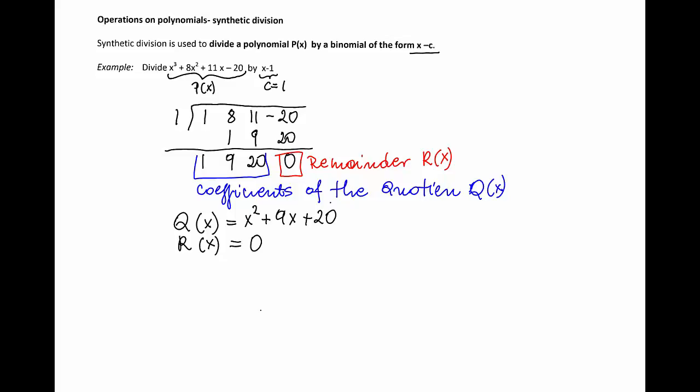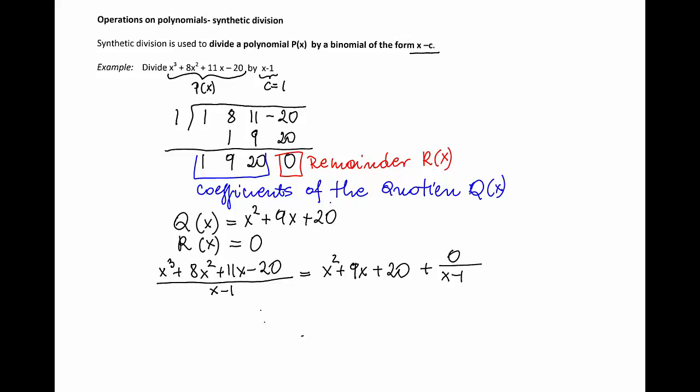quotient notation that includes dividend, divisor, quotient and remainder, we can write that x cubed plus 8x squared plus 11x minus 20, which is the dividend, divided by x minus 1, which is the divisor, equals the quotient, x squared plus 9x plus 20, plus the remainder over the divisor, which becomes simply zero, so the result is just the quotient.